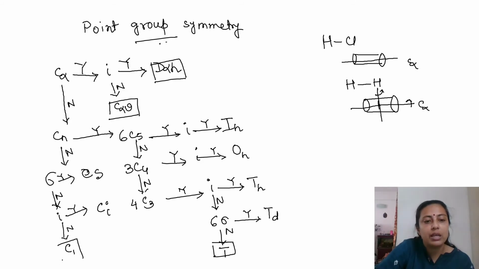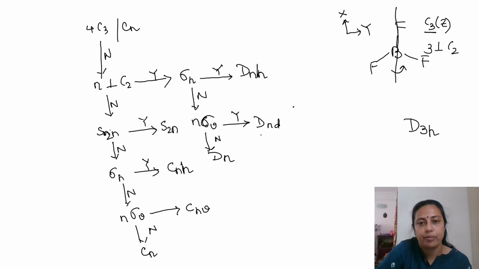So C1 is the molecular point group of the least molecular symmetry, which doesn't have a Cn axis, which doesn't have a sigma, that is a plane of symmetry, which doesn't have an inversion center, etc. So with this background, now we are on the verge of finding out the point groups of different molecules. Let us take an example. The first one is water.